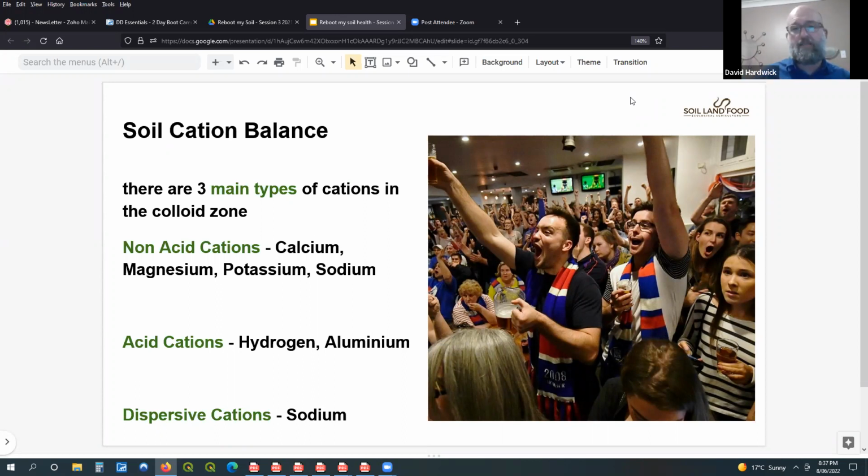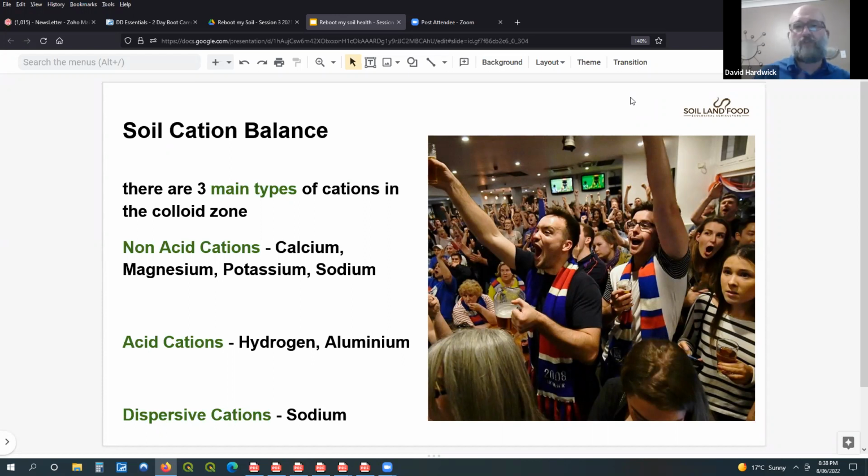Okay, so the first thing is that there's three main types of fans that you can have in the pub. The first ones are the non-acid cations or non-acid fans. These are the nutrient cations: calcium, magnesium, potassium, and a little bit of sodium. And they're the ones that you want to have in the front bar, if that makes sense. So if we're watching AFL, generally everyone wants to have, well, they don't want to have Collingwood and Port Adelaide, and they don't mind the other teams unless they don't like Sydney or something like that. So you want to have your preferred fans in the pub, correct?